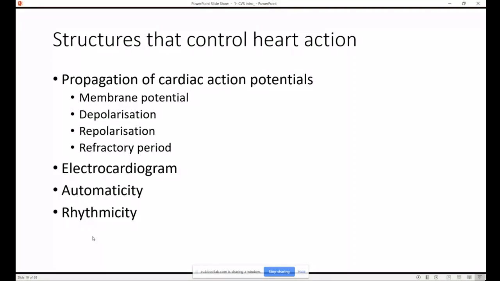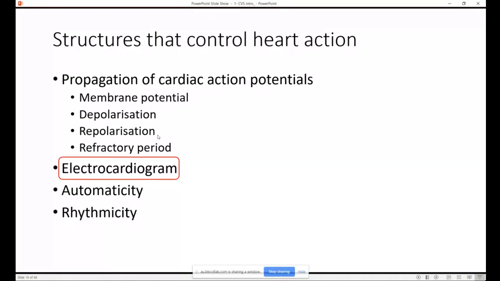It has automaticity and rhythmicity. Now, when these electrical impulses are being generated and spread along the heart, we can actually record these electrical impulses. And we do that by putting some electrodes on the body surface, which can pick up these electrical signals. And the recording that we see is called ECG, or electrocardiogram.